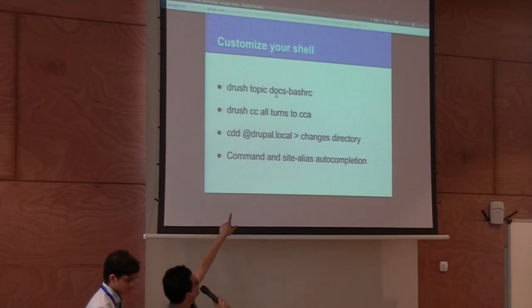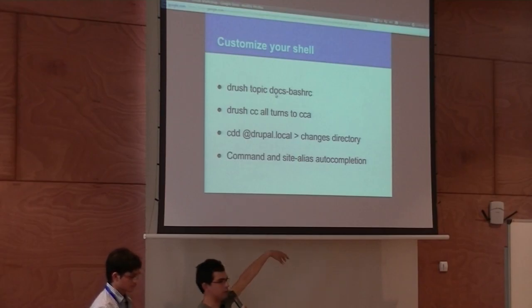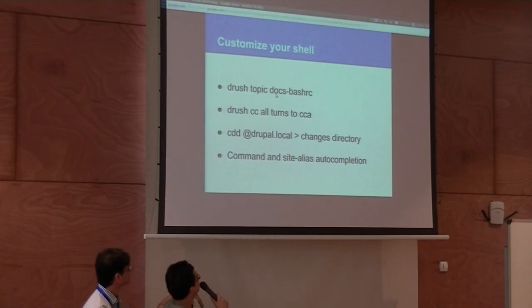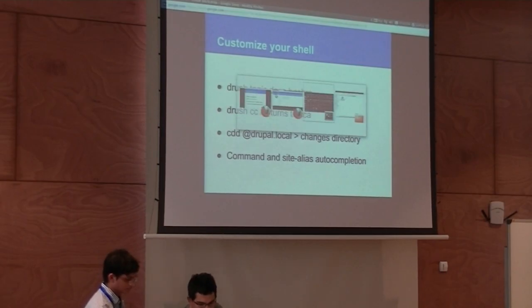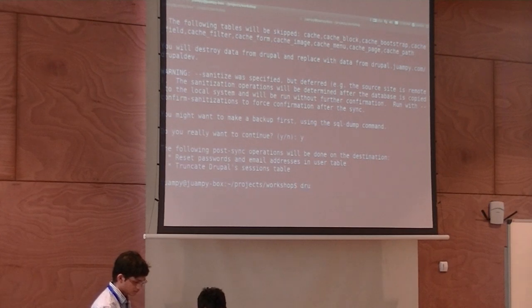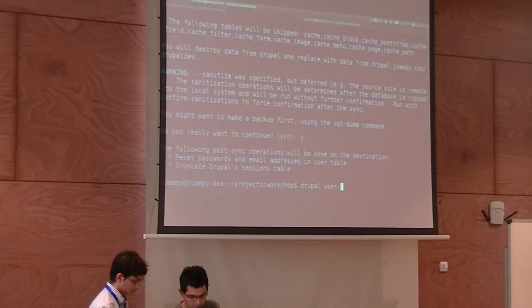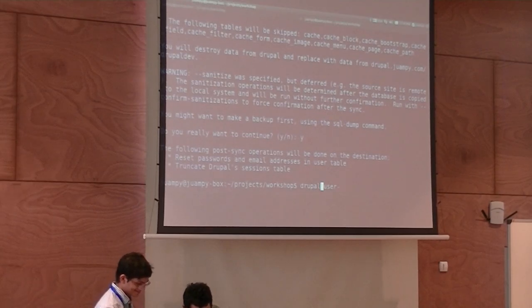There's another one here for site aliases. For example, if I do cdd drupal local, because that site alias contains the root path of my Drupal site, it will change the directory to there. So I don't have to type the whole path to go to the root. And then also command and site alias autocompletion. I haven't shown that, but the autocompletion works for commands and site aliases. So for example, if I type here drush user and I hit tab twice, I think. Twice? Drush, not Drupal. Oh, it's true. No, not yet.